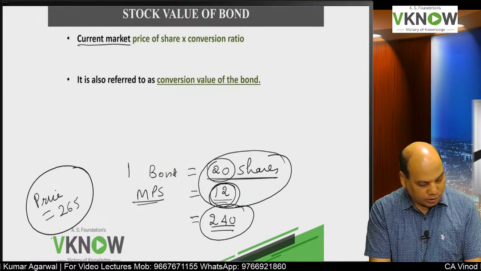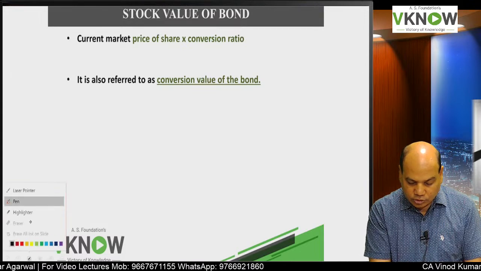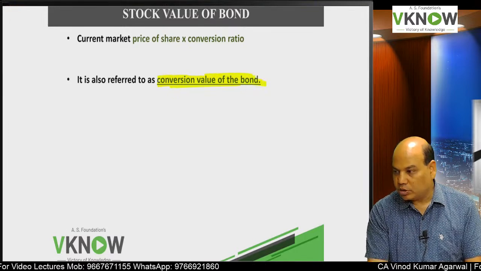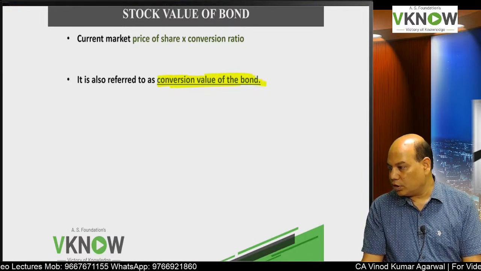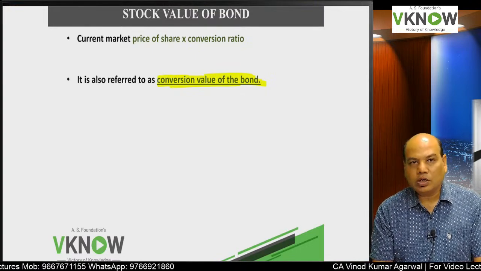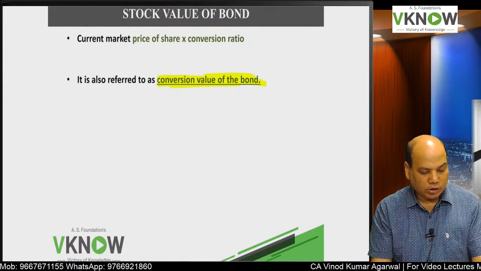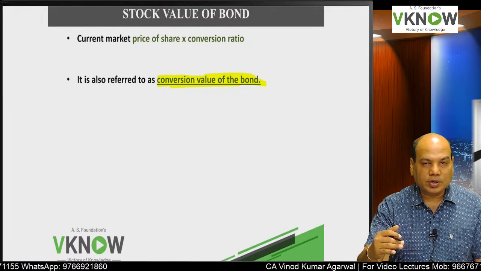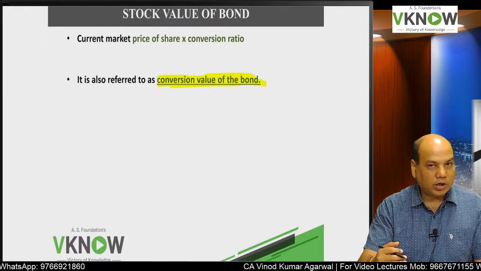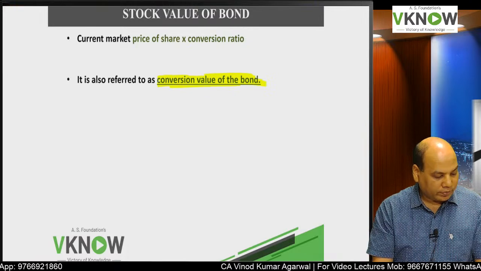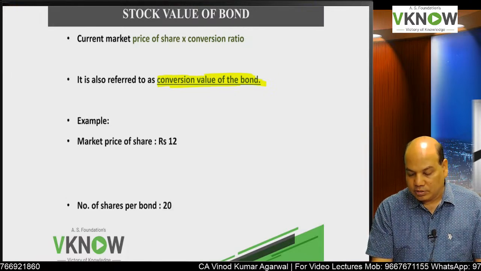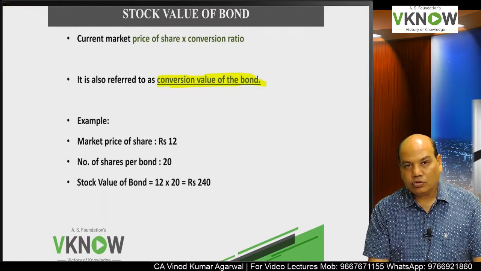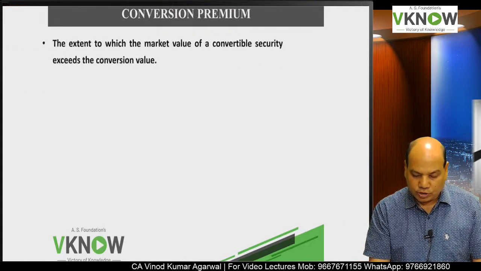One more thing, I have already written it there. Stock value of the bond is also called conversion value of the bond. You have to practice it because there are similar sounding terms: conversion price, conversion parity price, conversion value, market conversion price. Example: current market price of a share is 12 rupees, conversion ratio is 20, so the stock value of the bond will be 240.